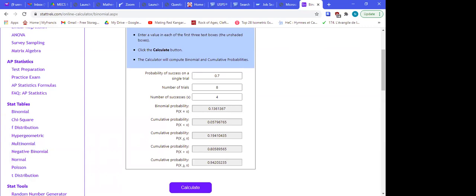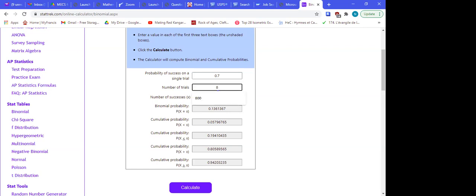Does it work for 8? Is this number less than 0.05? It is not less than 0.05 because it's 0.057. So we are going to change it.